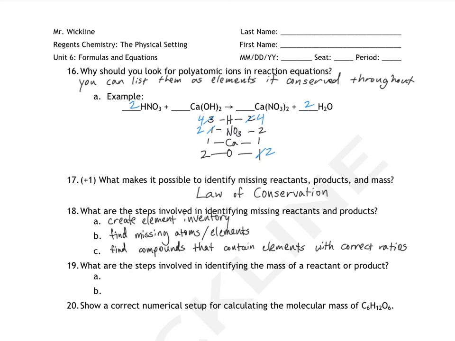And the steps involved in identifying the mass of a reactant or product are a little bit different. You need to set up a simple algebraic equation to show that the mass is being conserved on the left and the right-hand side of the reaction equation. And then you need to solve, and that's it.